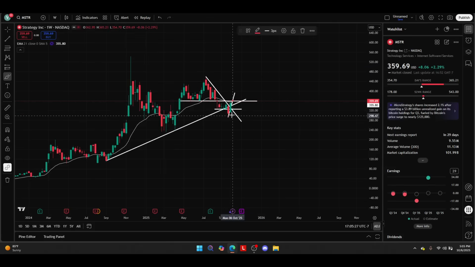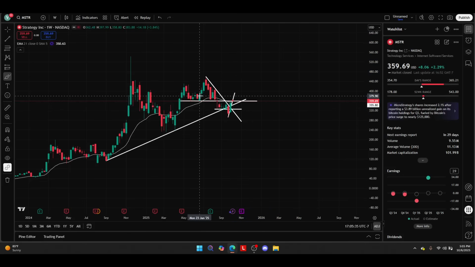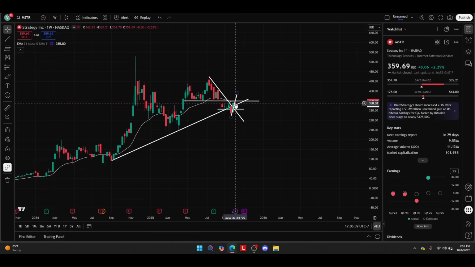We could probably, if this continues higher, maybe hit the 400s, 420s, 430s, maybe make a new all-time high, and then start the decline down. So we'll see what happens. Pretty interesting that MSTR is recovering really nicely.